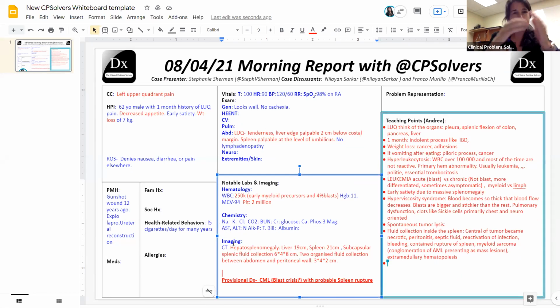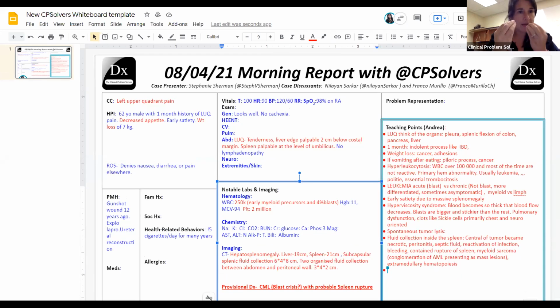I'm thinking those are a distinct process from the fluid in the spleen. And again, it feels a bit high stakes because of the induction chemotherapy he's likely to get in the next day or so. So I don't have an answer right now.